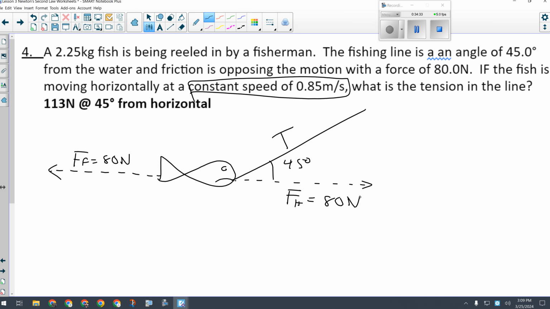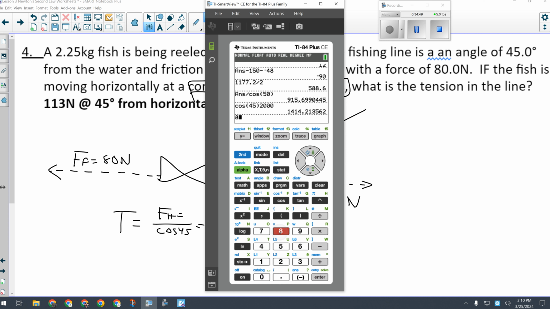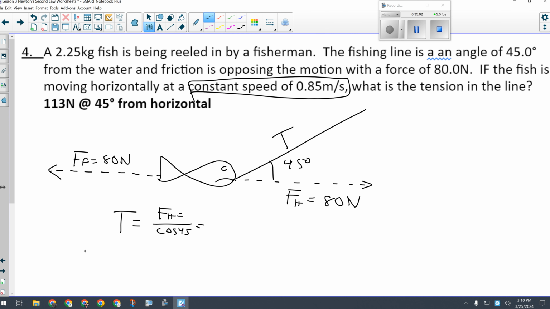Once I know that, then I can calculate that force of tension, because I know the angle. I'm going to have the adjacent side, force horizontal, divided by the cos of 45, because it's 45 degrees. So if I take that 80 newtons and divide that by the cos of 45, I get 113 newtons, 45 degrees from the horizontal, or just 113 newtons because it did ask for the tension.